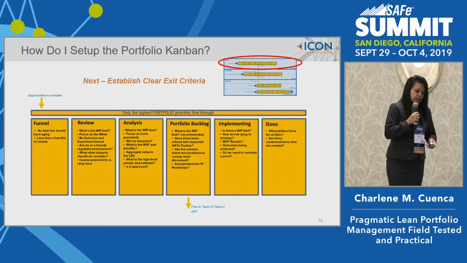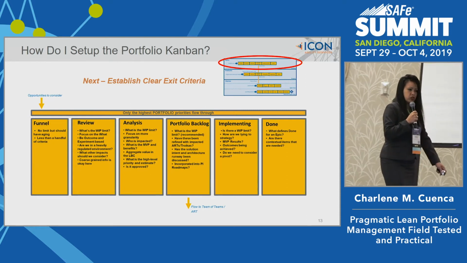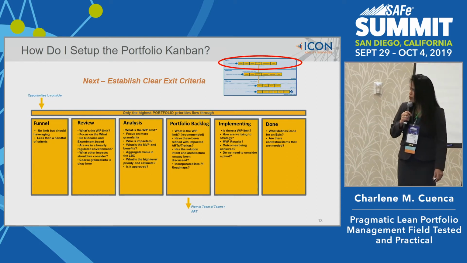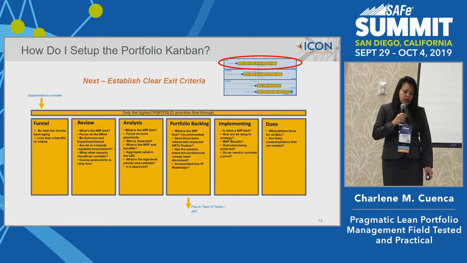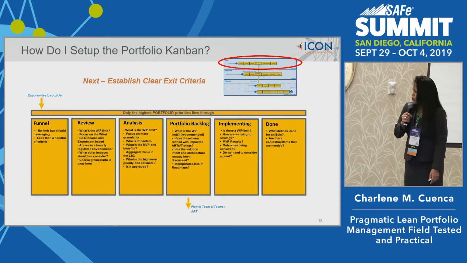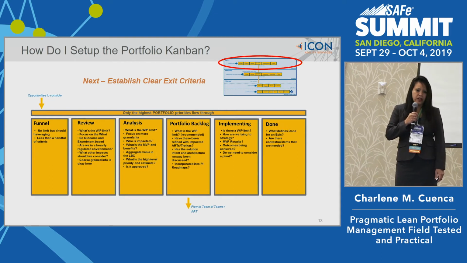So let me take you through some of these states and some of the recommended questions you should be asking yourself as you stand up a lean portfolio management capability. Obviously, when we look at the first state on the left-hand side here, the funnel, there's no WIP limit here, so anything can go in here.